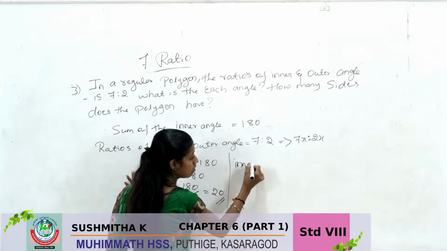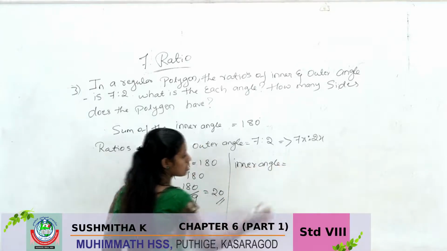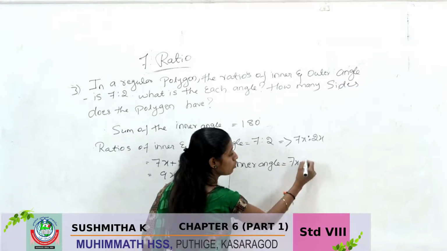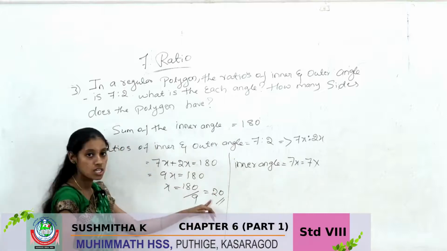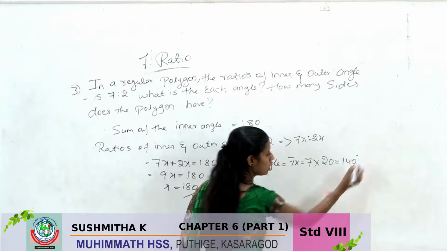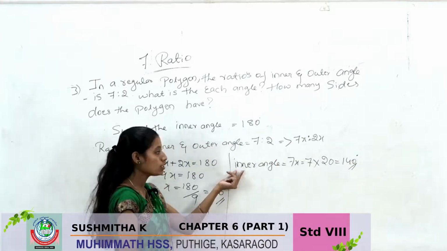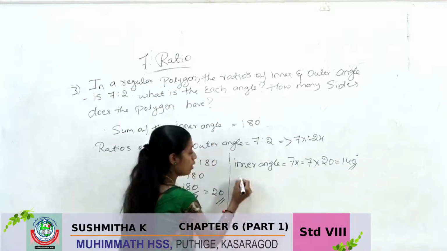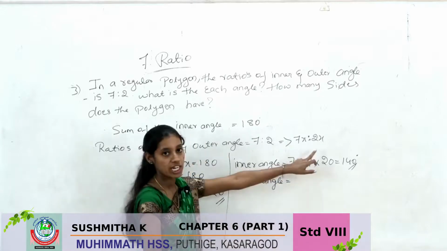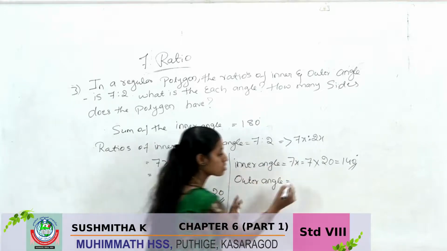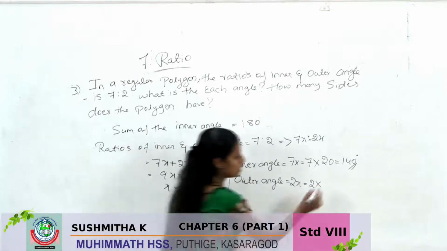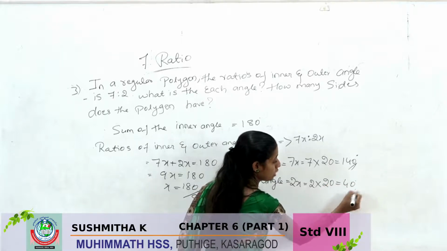So the inner angle is equal to, the ratio is 7x. So 7x is equal to 7 into the value of x, which is 20, that is 140 degree. In the polygon, the inner angle is 140 degree and also the outer angle is equal to, the ratio is 2x. So 2x is equal to 2 into the value of x, which is 20, that is 40 degree.